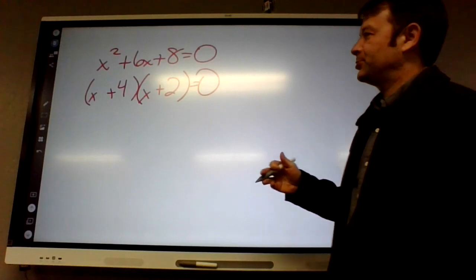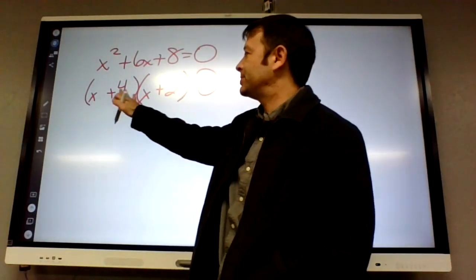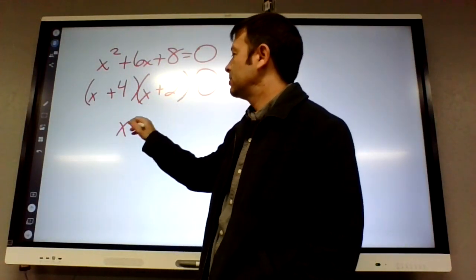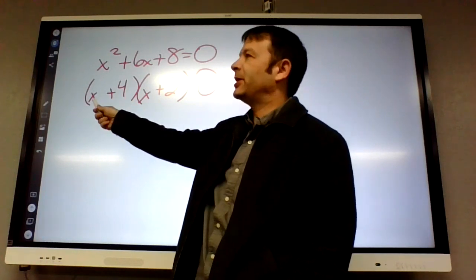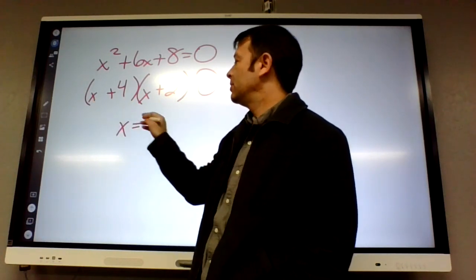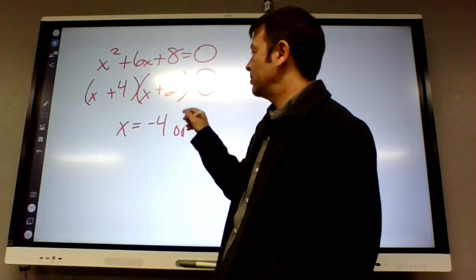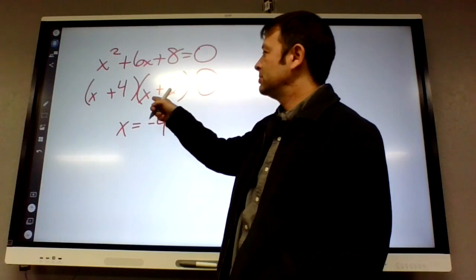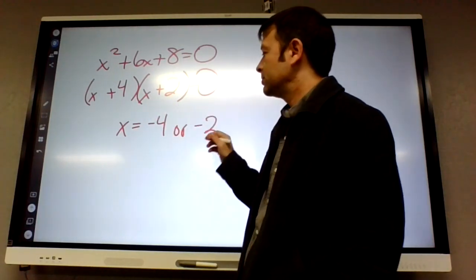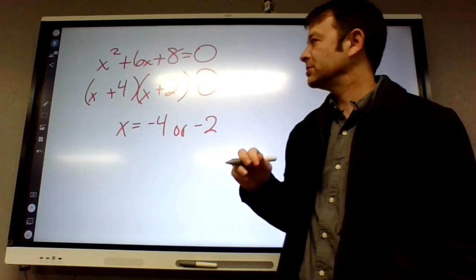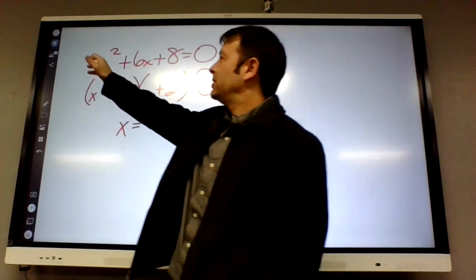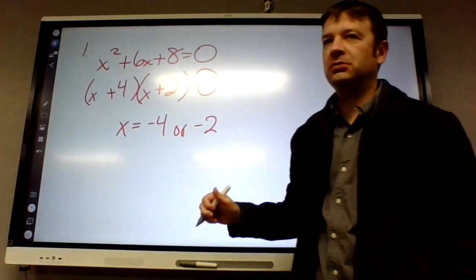What x values would make these factors into a 0? What x value would make this factor 0? Negative 4. Or this one? Negative 2. Just do the opposite. Any questions on that so far?